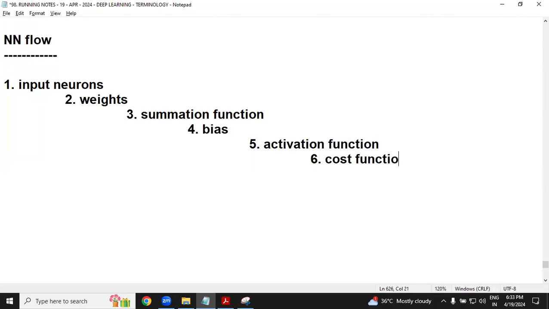Very good, you remembered. Next one is optimization. Thank God you remember all these points. Can we read all in one shot? Input neurons, weight, summation function, bias, activation function, cost function, optimization, output. Perfect. This is a very nice flow. When I'm asking about the NN flow, you have to tell this flow, not the shorter flow from previously.